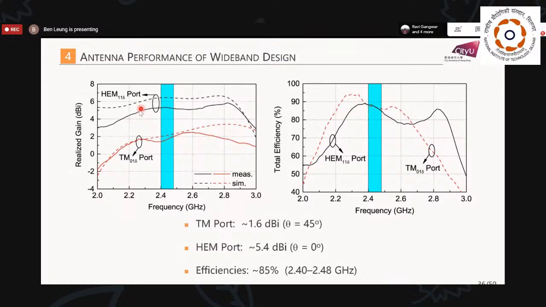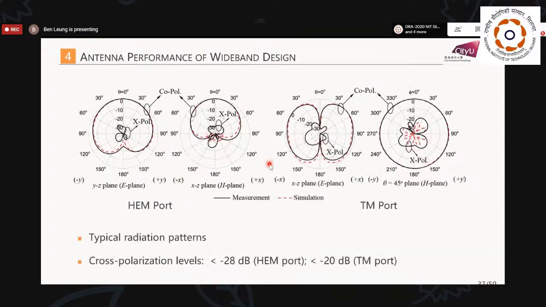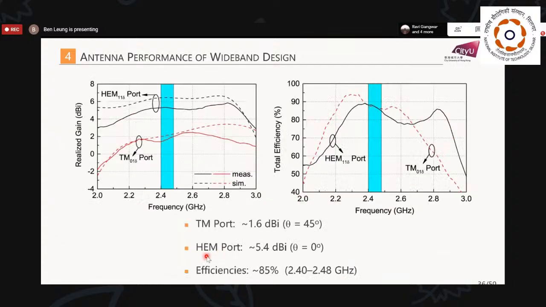Okay, these are the realized gain for the HEM mode and for TM mode. For TM mode, the gain is about 1.6 dBi at theta equal to 45 degrees. So here, the maximum gain is around this angle. For HEM port, it is broadside mode, so we measured the broadside gain.